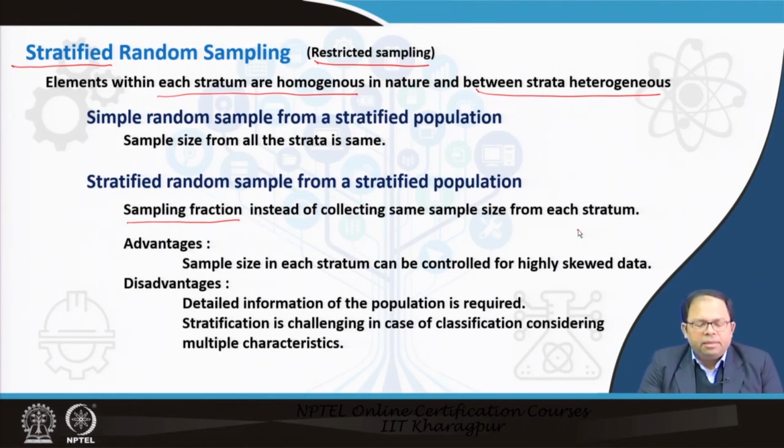The advantages of this are that sample size in each stratum can be controlled for highly skewed data, and the disadvantages are that detailed information of the population is required, which is the same as any random sampling. Stratification is challenging in the case of classification considering multiple characteristics. So if we stratify based on income, it is not a problem, but if we have to stratify based on income as well as education and other characteristics, then how to stratify becomes a problem, and we end up with lots and lots of strata.